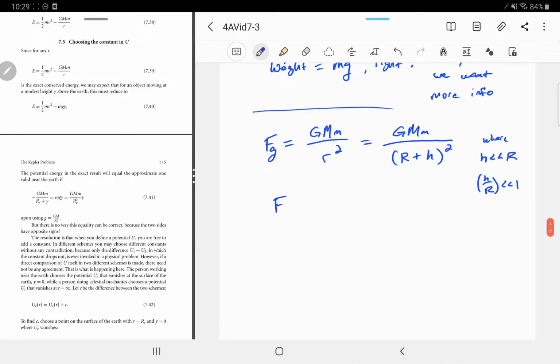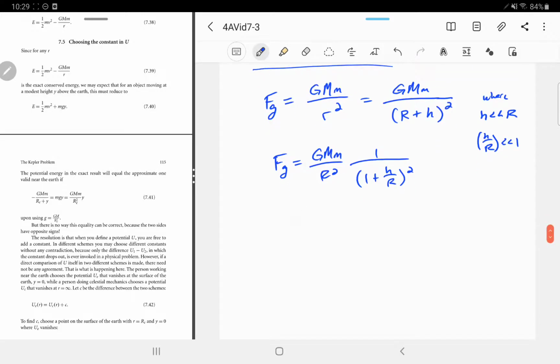Okay, so let me rewrite this in a way that's a little more suggestive. So G m1 m2 over r squared. I'm going to factor out an r squared from the denominator here. So this is 1 plus h over r, squared. And even more suggestively, G m1 m2 over r squared times 1 plus x to the minus 2, where x is h over r, which is much, much less than 1.